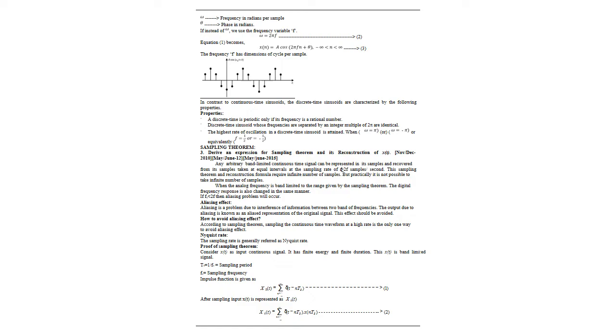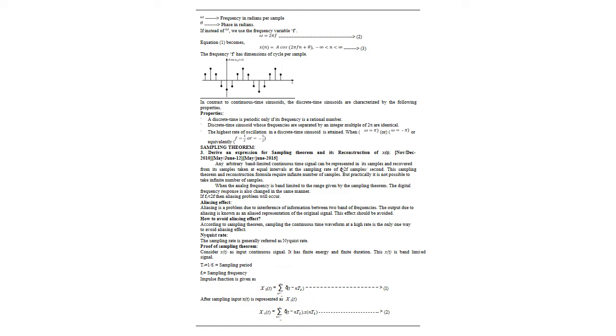Okay. So this is what we have seen for the continuous time signal. Next we are going to see the discrete time signal. So here the discrete time signal may be expressed as x(n) = A cos(ωn + θ), for minus infinity less than n less than infinity. So here n is an integer variable. A is the amplitude of the sinusoid, ω is the frequency in radians per sample and θ is the phase in radians.